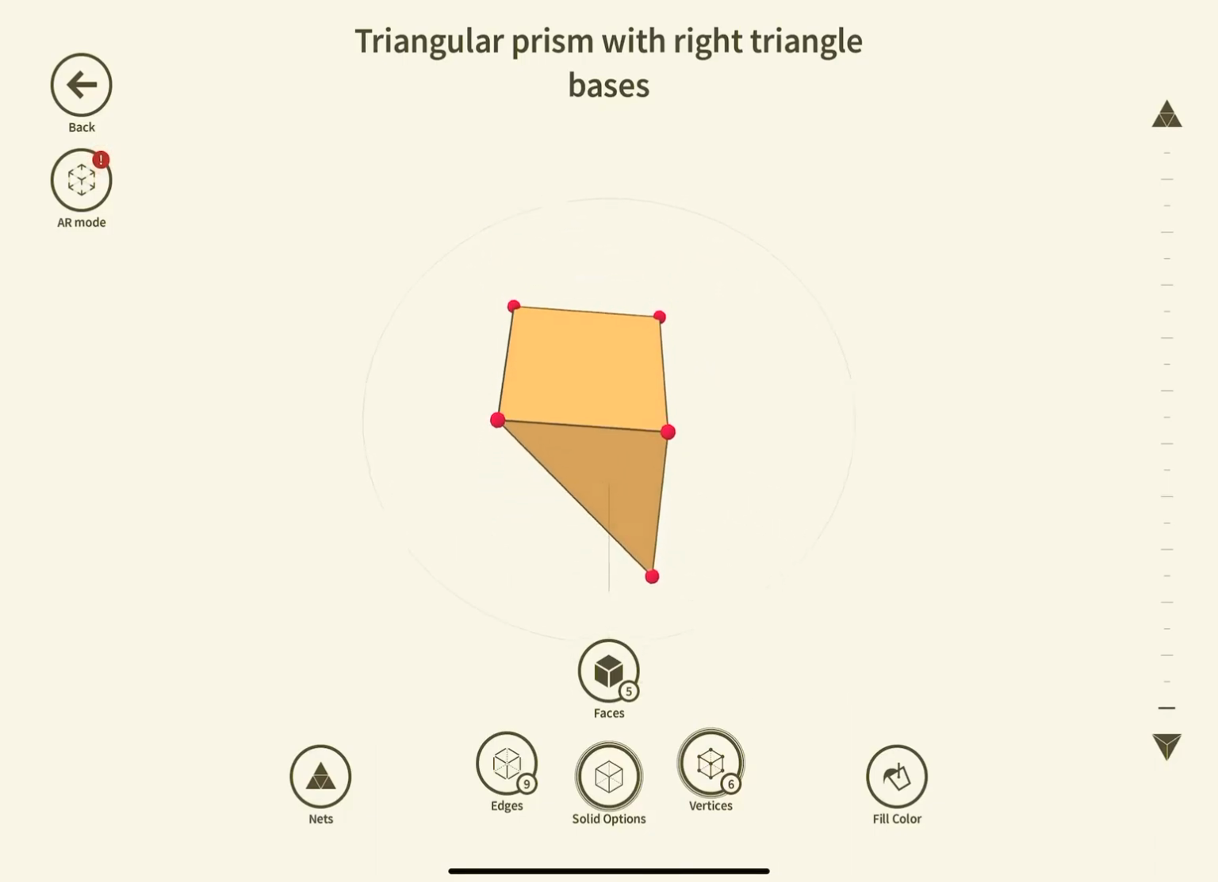So there's the right angle base prism. So a prism has the same shape at, we would say, the bottom and the top. So there's a right angle triangle here. There's a right angle triangle at the bottom. Okay, let's try some other cool ones.